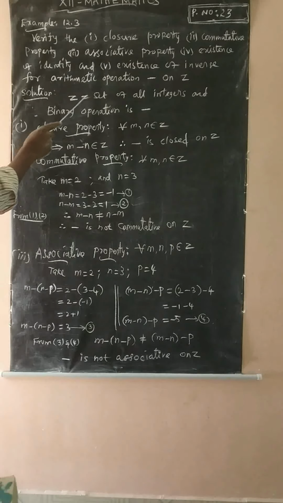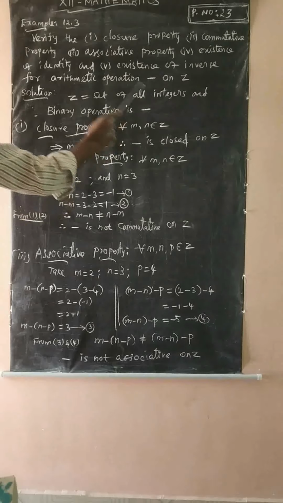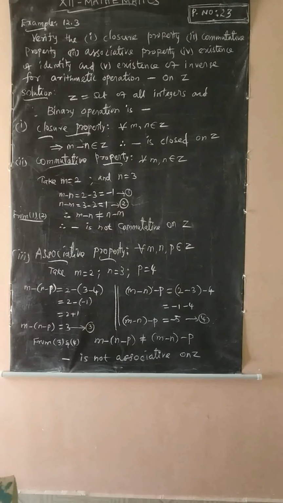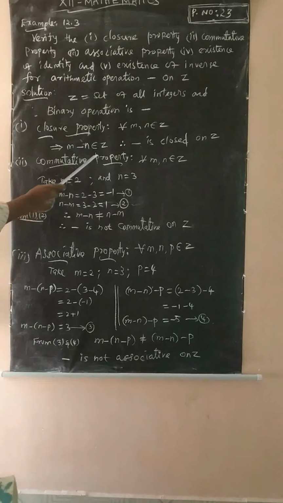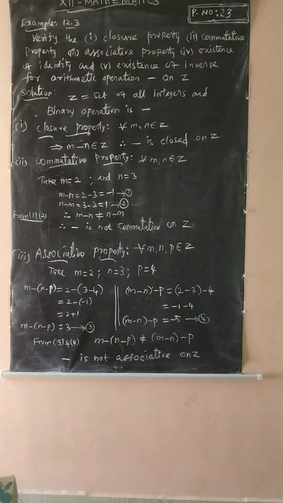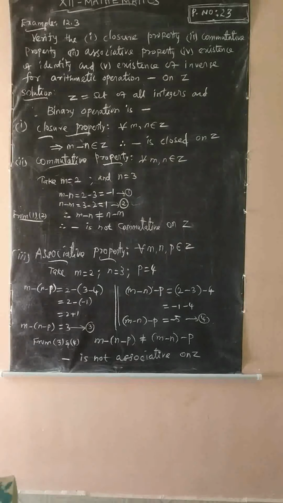Here Z means what? Set of all integers, and binary operator is minus. Minus means subtraction. Binary operator is subtraction. So now closure property. For every m comma n belongs to Z, m minus n also belongs to Z. If you take any one example, 2 comma 3, 2 minus 3 is minus 1. Minus 1 is also an integer. So therefore subtraction is closed on set of all integers. So first closure property is true.